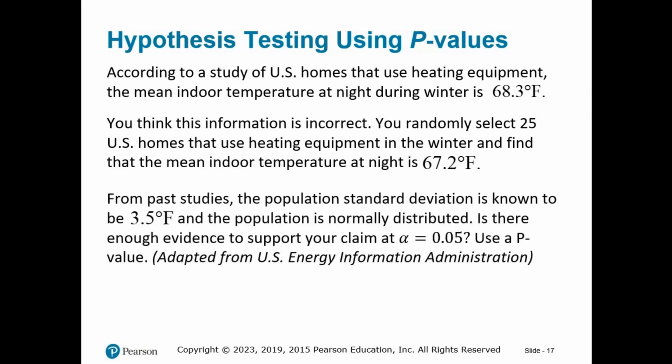Apparently, from past studies, you gather that there is a population standard deviation of 3.5 degrees, and the population is normally distributed. Is there enough evidence to support your claim at alpha equals 0.05? Use a p-value.